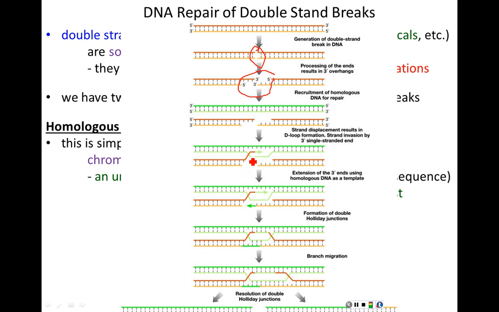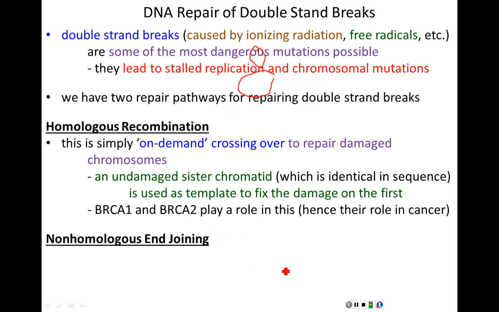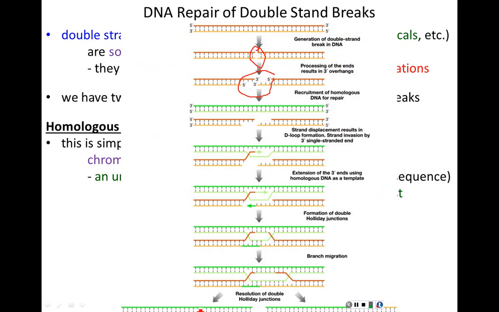One end of the break kind of invades the good functional chromosome molecule. The other end of the break invades the other molecule. And then, using the intact molecule as a guide, new sequence is put down so that there is no double-strand break. Whoops, there is no double-strand break at the end. So we're left with two molecules that are kind of mixed and matched pieces of one another, but there is no more double-strand break to worry about.